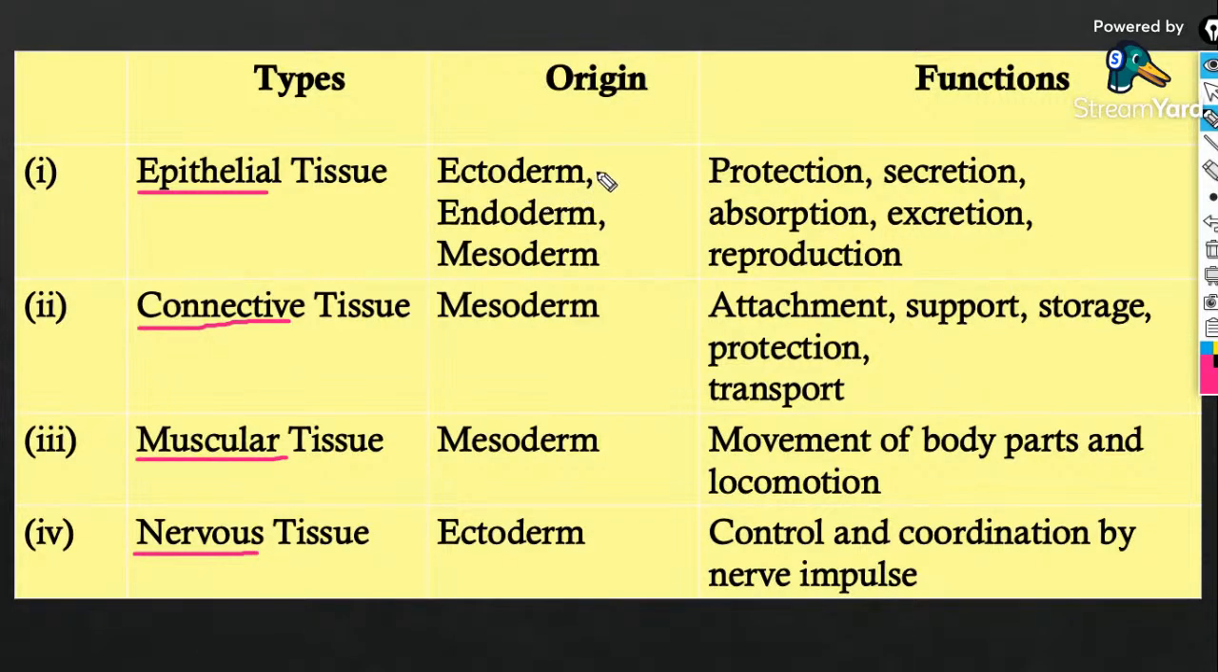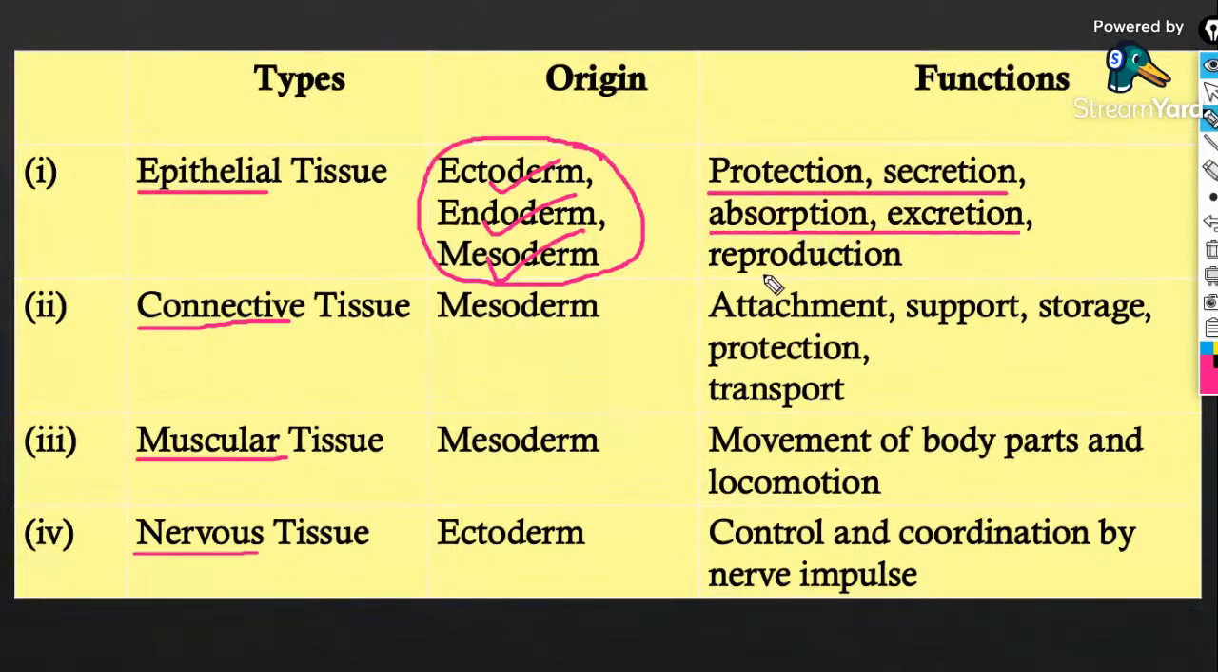The epithelial tissue originates from the three germ layers: ectoderm, endoderm, and the mesoderm. And what are the main functions of epithelial tissue? Protection, secretion, absorption, excretion, and reproduction.